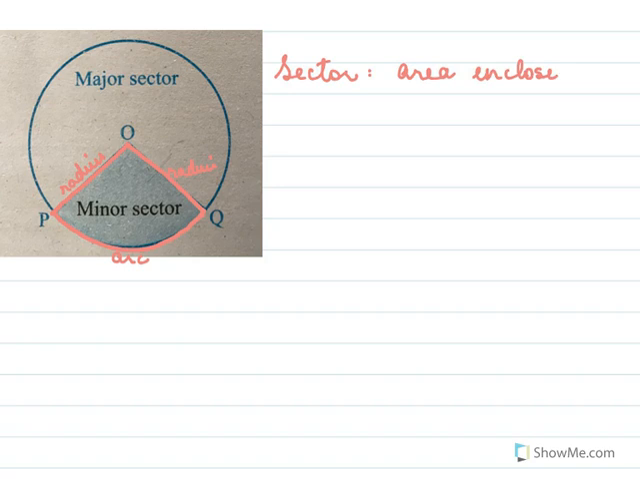So area enclosed between two radii and an arc. Here too we have the minor sector and the major sector.